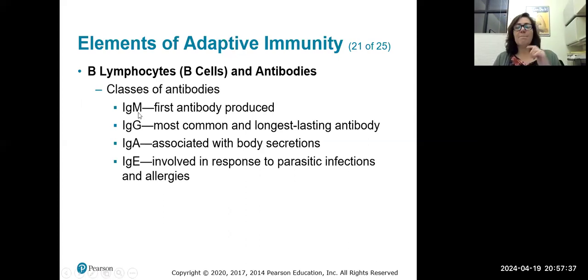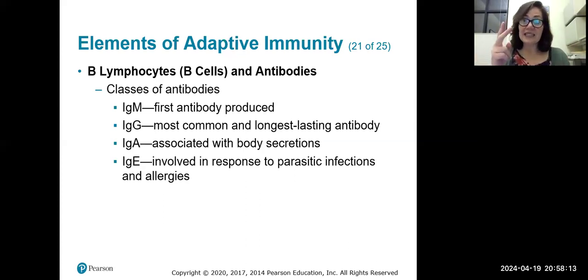IgM is massive. It's a really big one, and it's the very first antibody that's produced when one is exposed to a microbe. It takes about 5 days to get any detectable amount of IgM in the bloodstream, and it takes up to 10 days to see any detectable amount of IgG the first time, the primary exposure. So that's a very slow response. It takes a while for the adaptive immune system to respond to something.